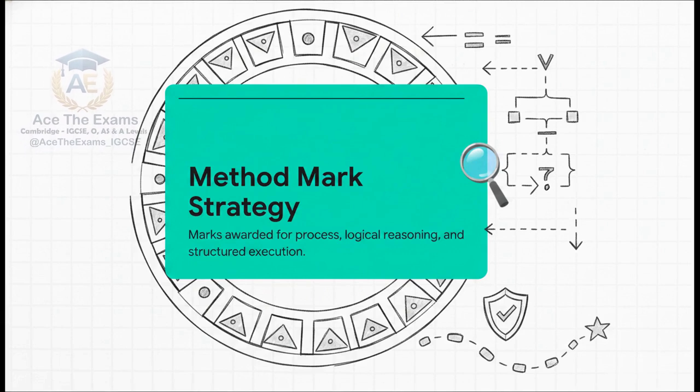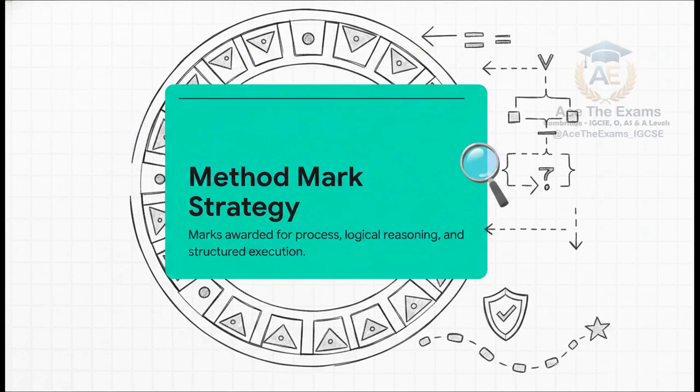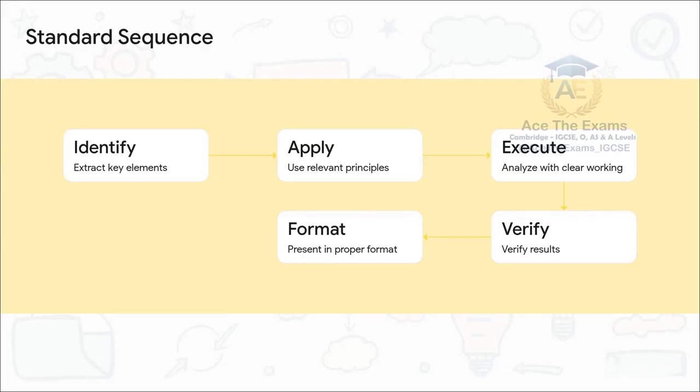This brilliantly illustrates that in Cambridge 9709, the journey is literally just as important as the destination. Think about it. If you make a tiny, silly arithmetic error on line 2, but you carry that error forward using flawless mathematical principles for the rest of the problem, the method mark strategy actually protects you. Process matters. So, how do we capture every single one of those method marks?